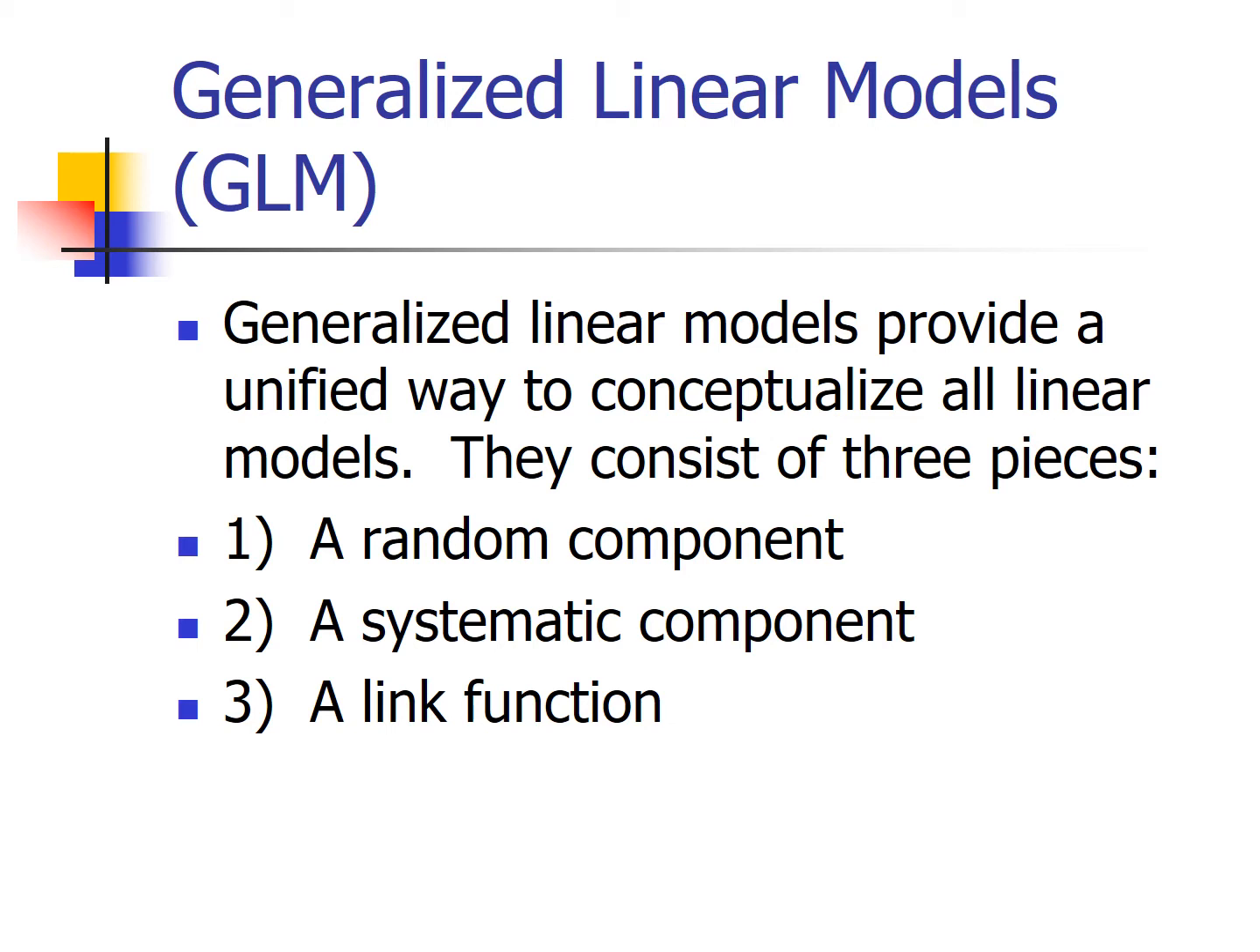So more broadly, a generalized linear model has these three parts to it. It has a random component: my y follows some distribution, right? A normal distribution, Bernoulli distribution, and so on. It has a systematic component, and it has a link function. So let's talk about what those three are.